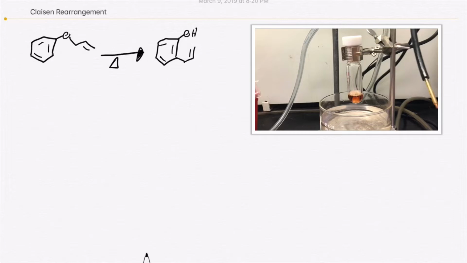So to show you how this happens, what I'm going to do is redraw the starting material so that it looks like there is another ring about to form. So in this reaction, it's concerted, where you'll have 3 arrows, one going to the ring, one up to the oxygen, and then one breaking the carbon-oxygen bond. And then you get an intermediate that looks like this.